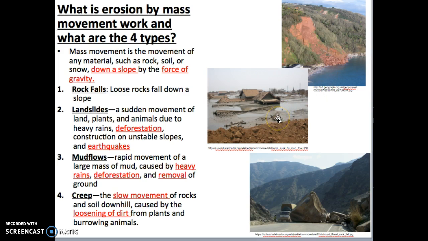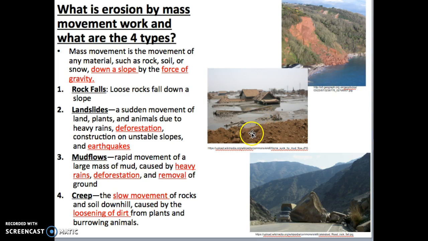Mud flows are also similar to landslides, except they usually occur primarily after heavy rain, and it's when a large amount of mud flows down a slope. It usually happens because there's not enough forestry or not enough plants holding down the mud, so when it rains, it will slide down the slope, causing this to happen. And this is a picture of the aftermath of a mud flow.